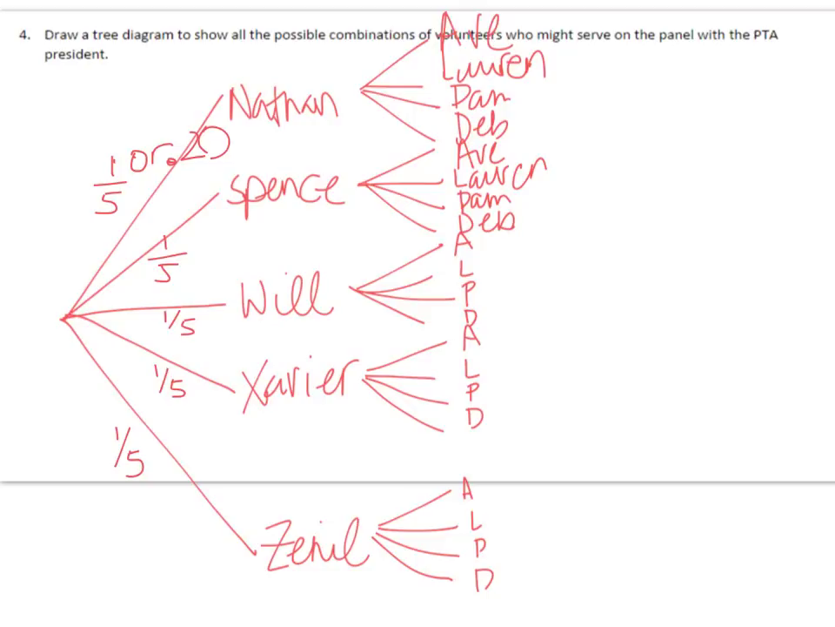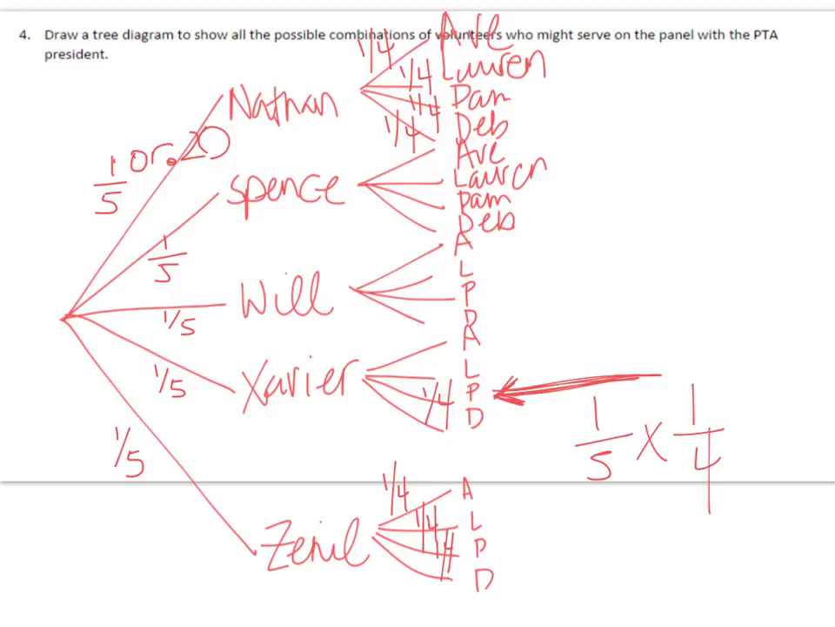Then we go to the girls. The probability of Ave being selected will be 1/4 every time, because there are only 4 of them, and each time it's 1 out of 4. You would want to write that for all of these, but mine are all squished, so I'm going to go like that. If I wanted to know the probability of this outcome of Xavier and Pam, you take the probability of Xavier times the probability of Pam, which gives 1/20.